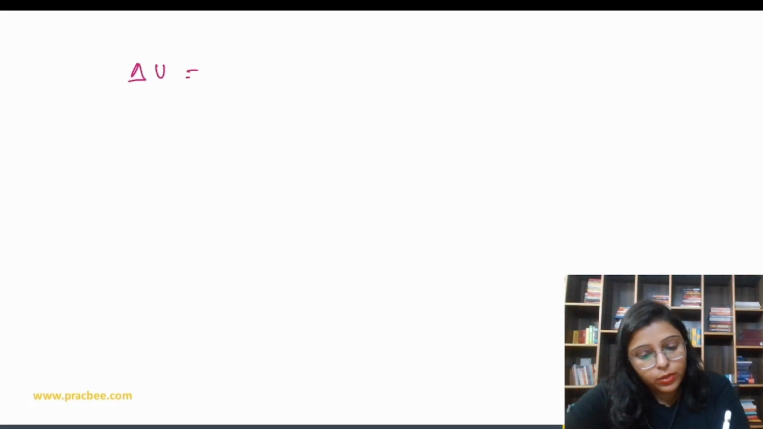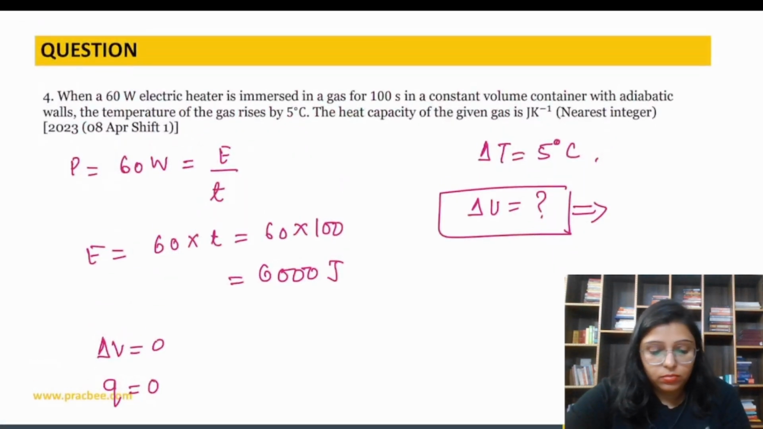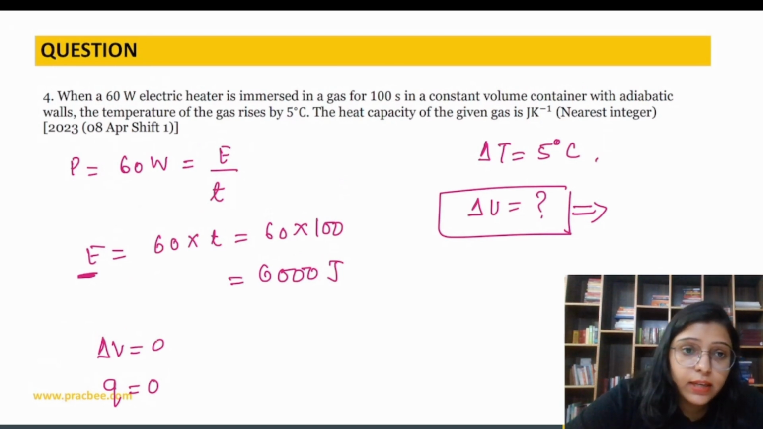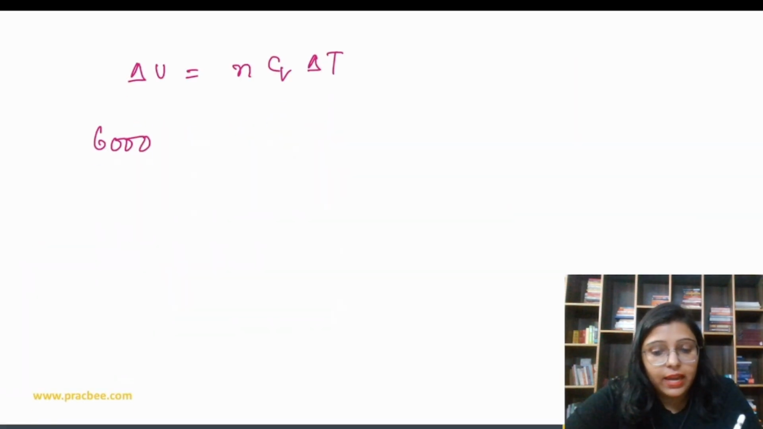Delta U is equal to n Cv delta T. So delta U is equal to 6000, right? Delta U, that is, this is the energy. So a 60 watt electric heater is immersed in a gas for 100 seconds in a constant volume container with adiabatic walls. The temperature of the gas rises by 5 degrees Celsius. So the heat capacity of the gas. So we have to take total energy as 6000. n is 1, Cv is this, and delta T is 5.